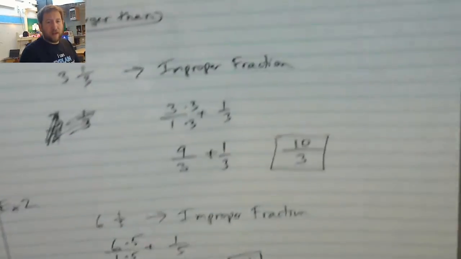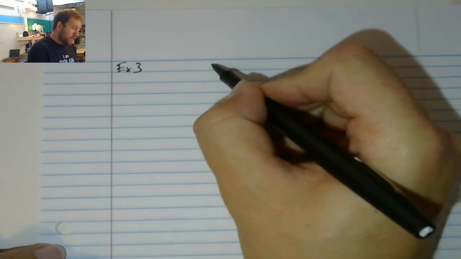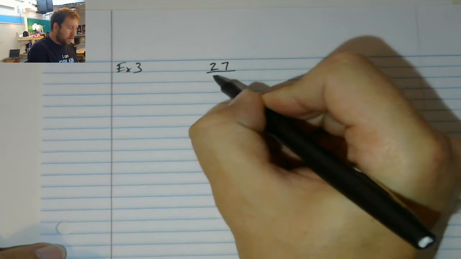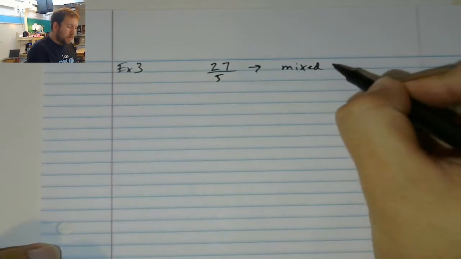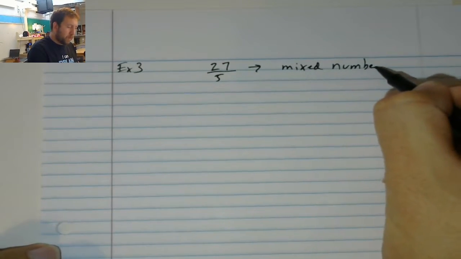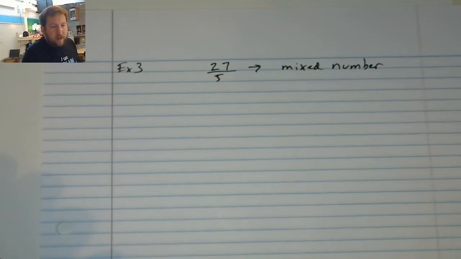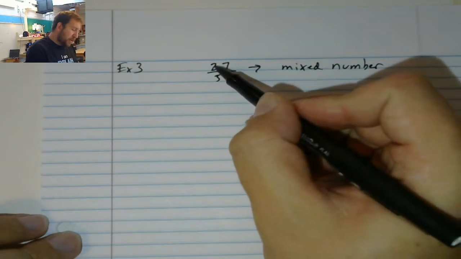Okay, let's look at going back. Example 3. So this time we're going to go backwards. So say, for example, I have 27/5, and I want to go to a mixed number. The way that I want to do this is that I'm going to try to pull out as many wholes as I can. So I can see that there's 27 and 5.